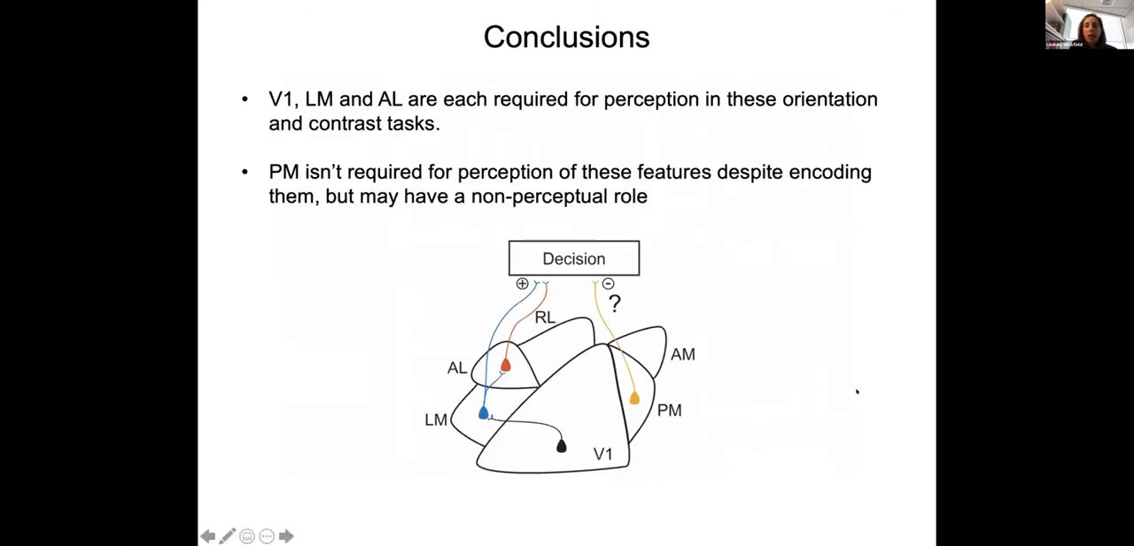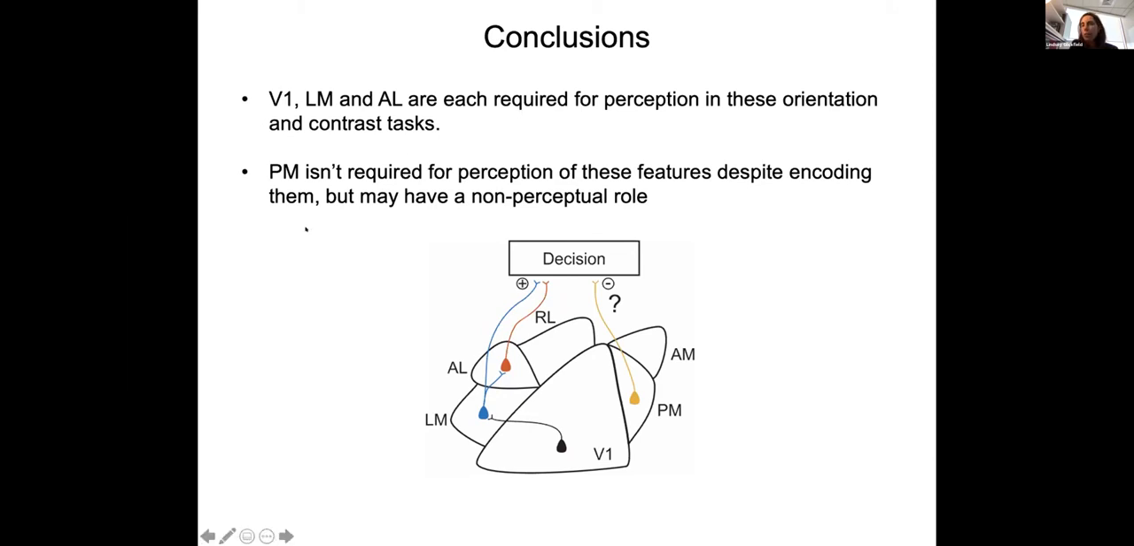And so in summary, what I've shown is that this lateral network here, V1, LM, and AL, seems like it's really important for perception of both orientation and contrast, and that it modulates the decision-making circuits in this positive way. So when you take it away, you no longer are as good at detecting stimuli.